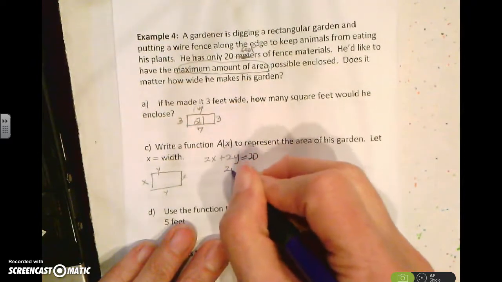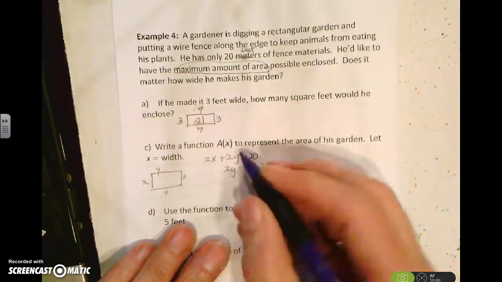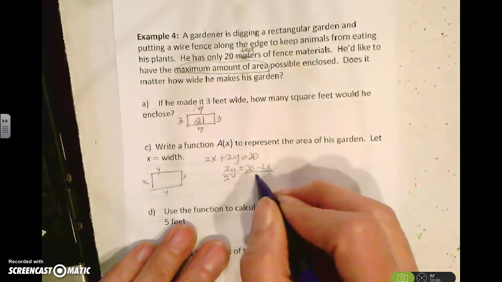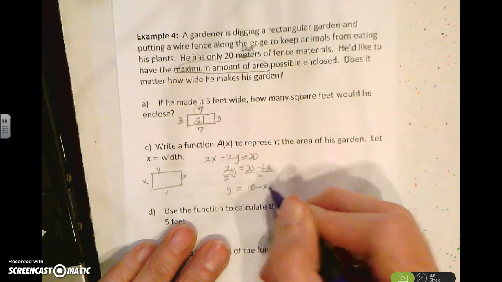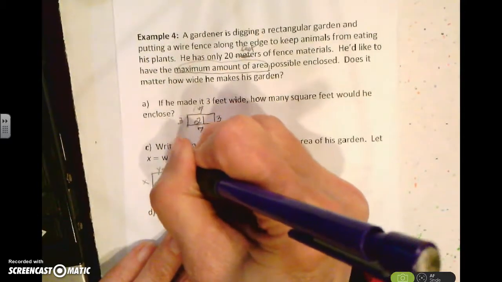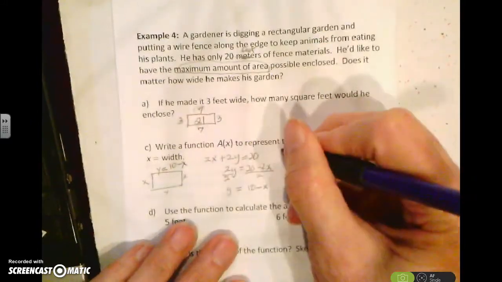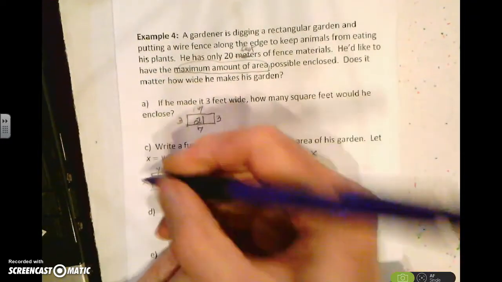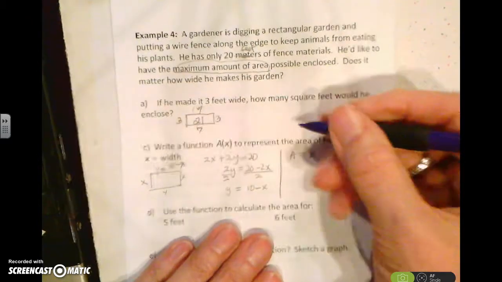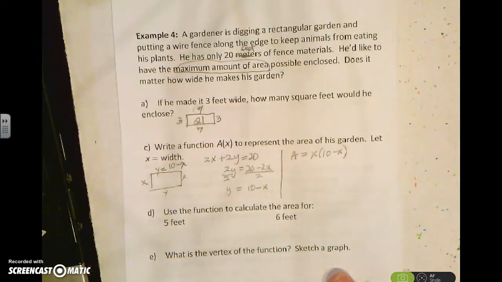So subtract 2x. So that's 20 minus 2x. And then this has a 2 times in front of it. So to get rid of that, I'm going to divide by 2. And I get that y is equal to 10 minus x. So I'm going to put right here that this is going to be 10 minus x. So now, when I figure out my area, the area, which is length times width, is going to be x times 10 minus x. So that's going to be my equation for the area, which I want to maximize.